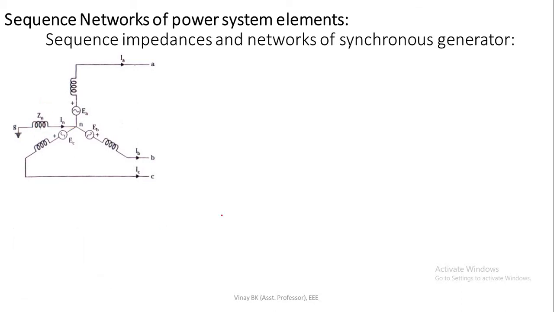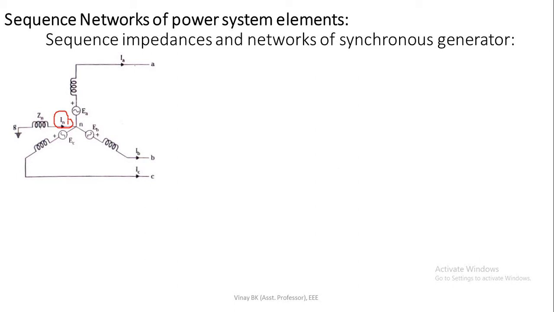When a generator is delivering a balanced load, which means that all the impedances are the same, or under symmetrical fault conditions, the neutral current is zero. If all loads are balanced, then the neutral current is zero. That is, Ia plus Ib plus Ic equals zero.